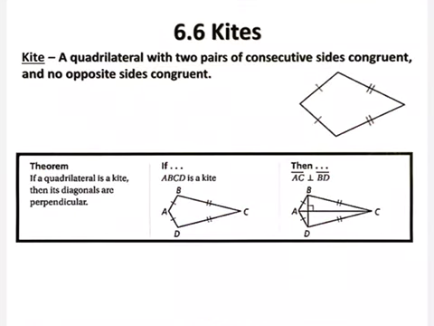A kite is a quadrilateral with two pairs of consecutive sides congruent and no opposite sides congruent. So in a kite, you have consecutive sides. So this side is consecutive to this side, and they're congruent. And this side is consecutive to this side, and they're congruent. If a quadrilateral is a kite, then its diagonals are perpendicular. So the diagonals of a kite form right angles when they meet.